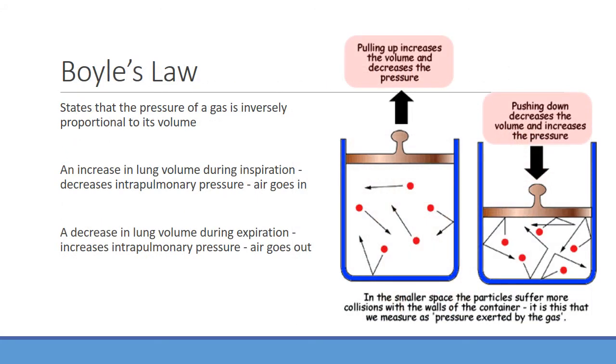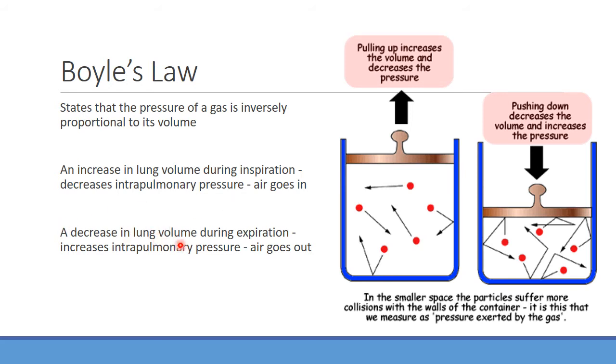Okay, so also what we call Boyle's law. Basically, it states that the pressure of a gas is inversely proportional to its volume. So what do you think that means? Yeah, so as volume is increasing, you're going to see a decrease in the pressure, right? So if we have an increase in lung volume during inspiration, that decreases the intrapulmonary pressure, and the air is going to flow in, right? So again, going from areas of high concentration to low concentration, high pressure to low pressure.